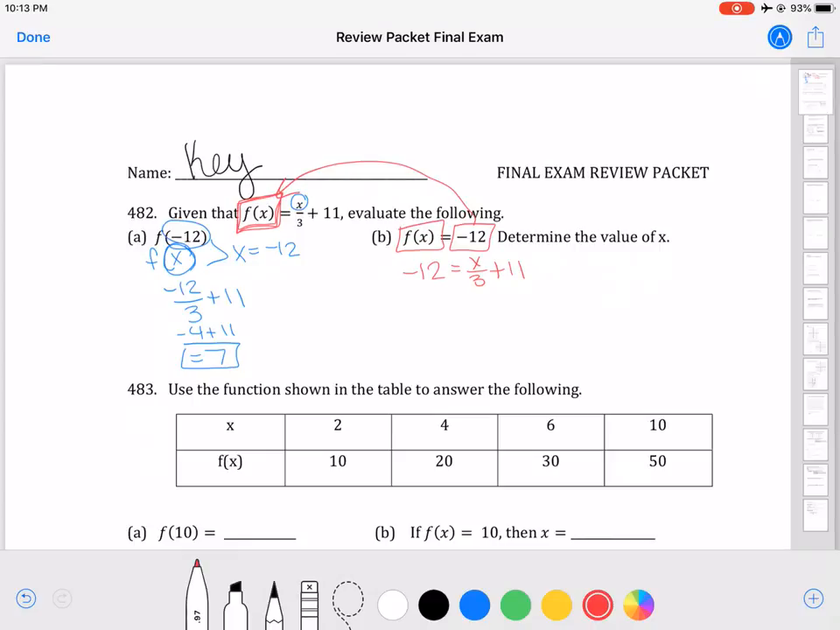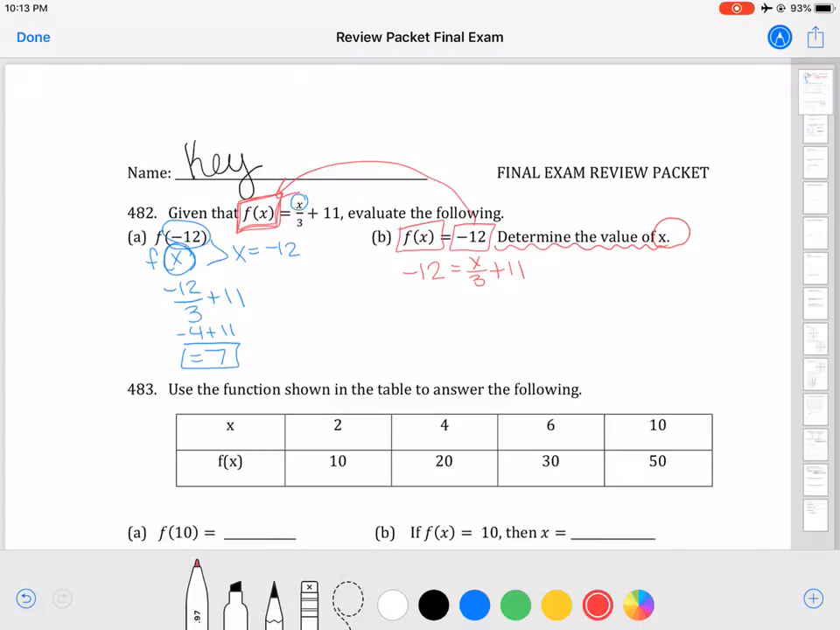So a big hint for part B that you're not plugging negative 12 in for x is because it's telling you to determine the value of x. If you have to figure out what x is, you're not going to be plugging negative 12 in for x. So that's just another hint to tell you that negative 12 goes in place of that f of x.